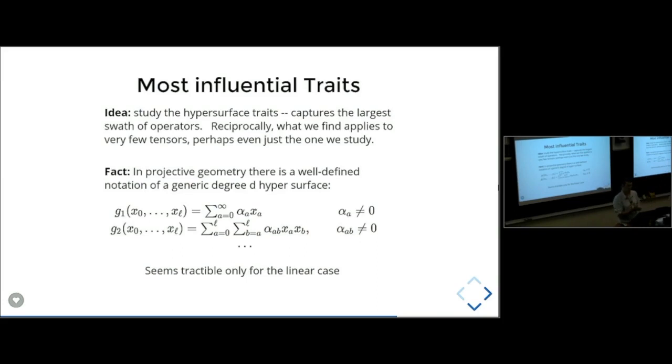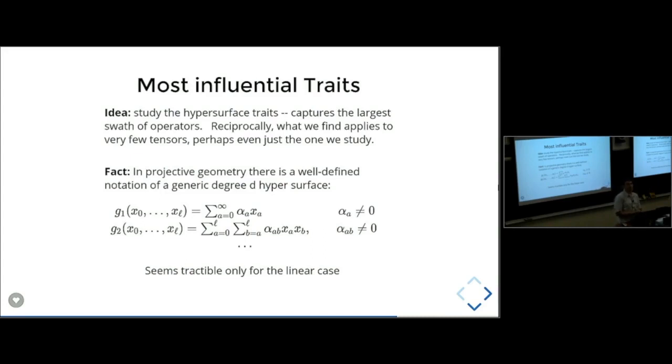And if I'm interested in the traits that have the most influence on tensors, they're going to be the traits that have the largest possible dimension, because that's the way that they'll have the most hits, right? The larger the dimension, the more likely my operator hits one of these traits. So the most influential traits are the ones of the highest possible dimension, the hypersurfaces.